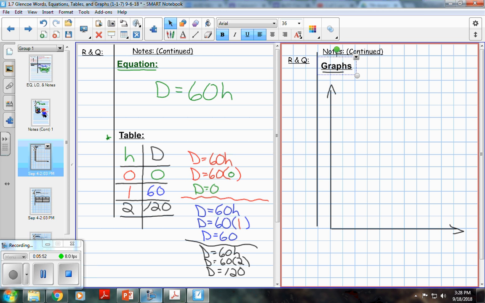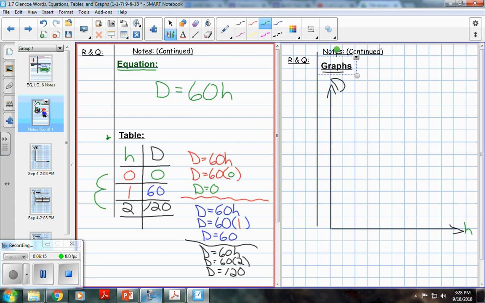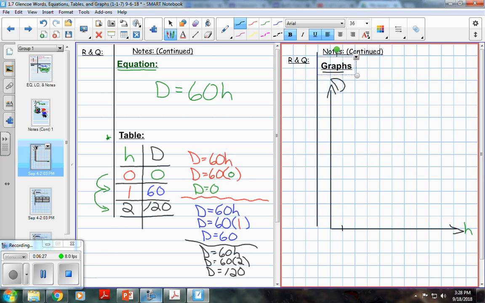Hey, welcome back. So, as I was mentioning, time is independent. So we're going to place time, the h variable, on the x-axis. And we're going to place the distance, the d variable, on the y-axis. Now, what number did we count by when we did the hour change from one section to the next? How much are we counting by each time? 1. So on our graph, it's going to be good to start counting by ones.